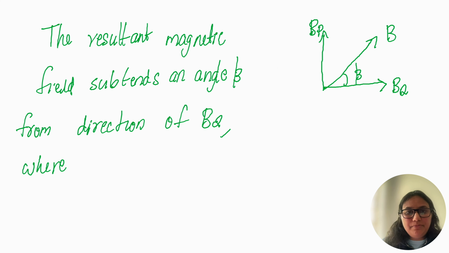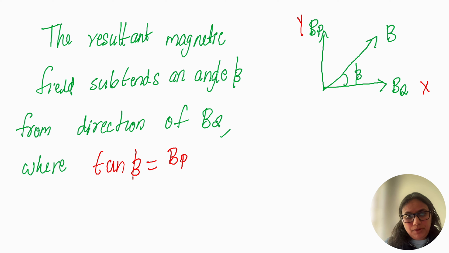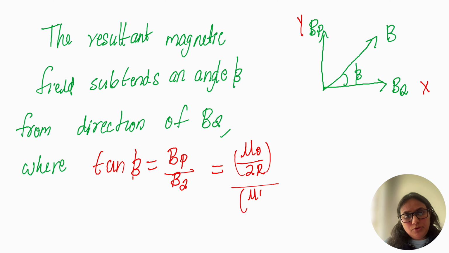We know that the direction of BP is perpendicular to the plane of P and the direction of BQ is perpendicular to the plane of Q. So BQ is along the x-axis and BP along the y-axis. The direction of the resultant magnetic field subtends an angle beta from the direction of BQ, which can be calculated as tan beta equal to BP divided by BQ. That is, mu naught divided by 2R whole thing divided by mu naught root 3 divided by 2R.